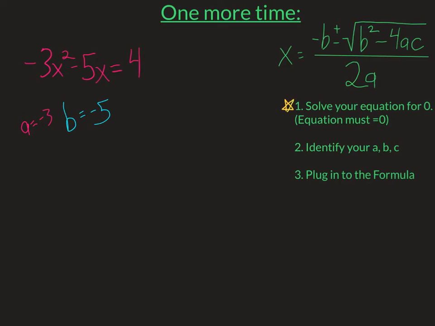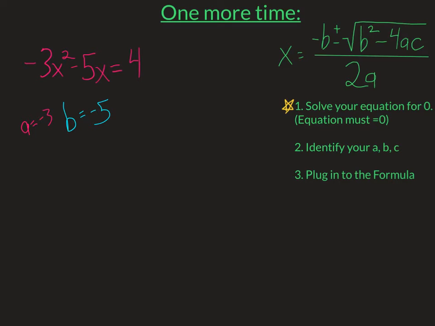I jumped ahead of my step 1. I've got to make sure it's set to 0 first. Solve it for 0 is just saying make sure your equation equals 0. Doesn't equal 0 yet. I have to back up. Right now, if I tried to grab a C, there is no C. But the C is the 4. It's on the other side of the equation. And when it gets moved over, it'll become -4. So I need to make sure to realize that and set that up.